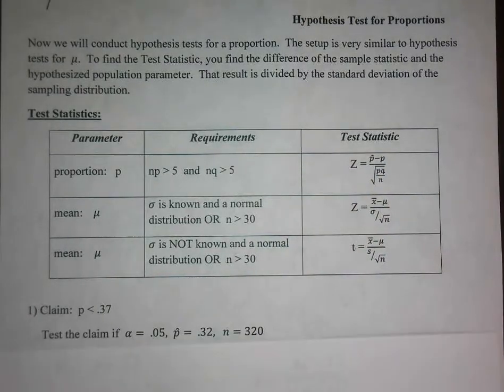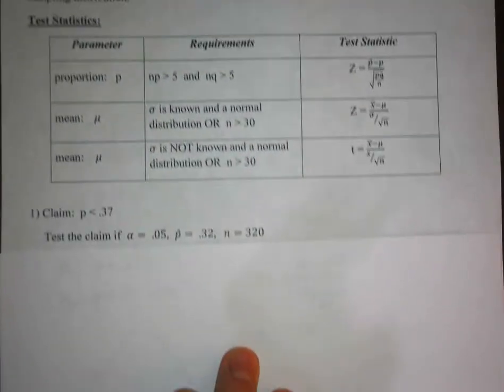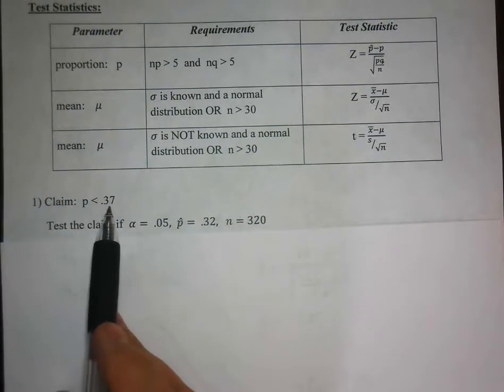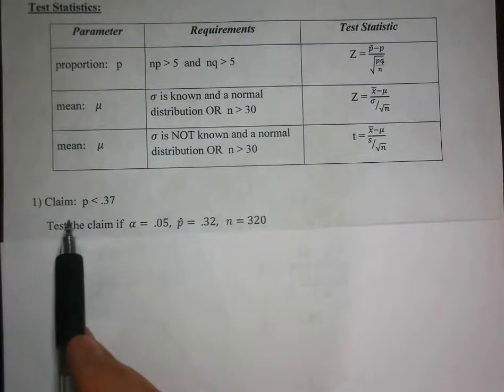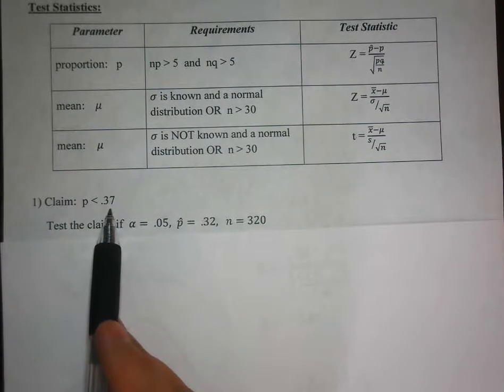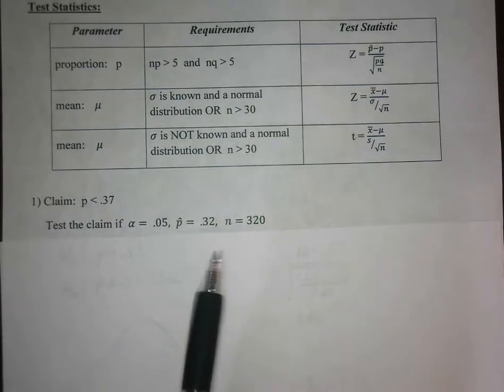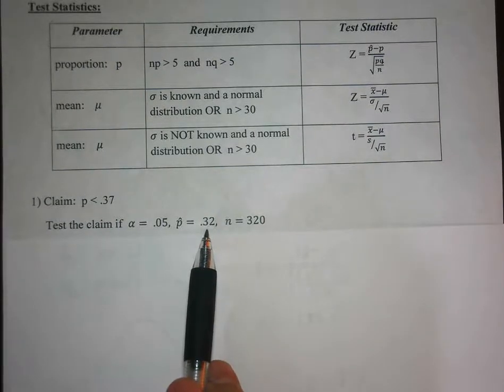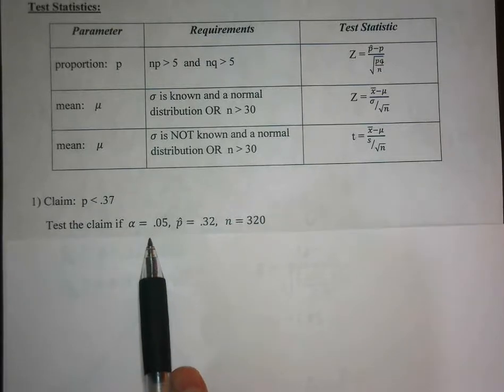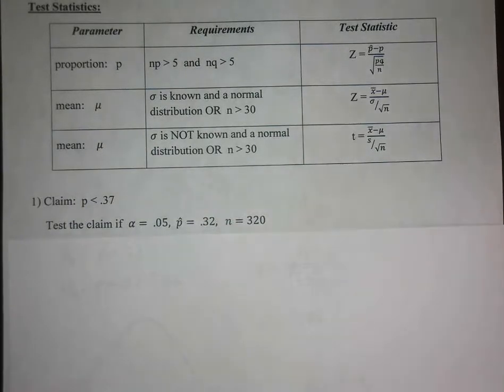Okay, so in number 1, we have a claim that a population proportion is less than 0.37. So somebody's making a claim that some proportion is less than 0.37. So I give you these statistics. P hat is 0.32, your sample size was 320, and alpha is 0.05. So with no context to the question, let's test this claim.